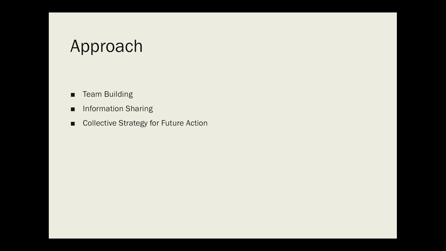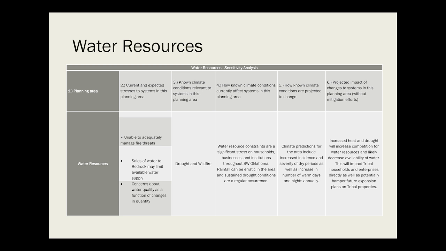Groups were brought together to make presentations, to share information about their entity's function and how they were currently concerned about climate change and what they might be doing in that area. After this information sharing occurred across the agencies or entities, the goal was to come up with a collective strategy for future action. We began discussing water resources.